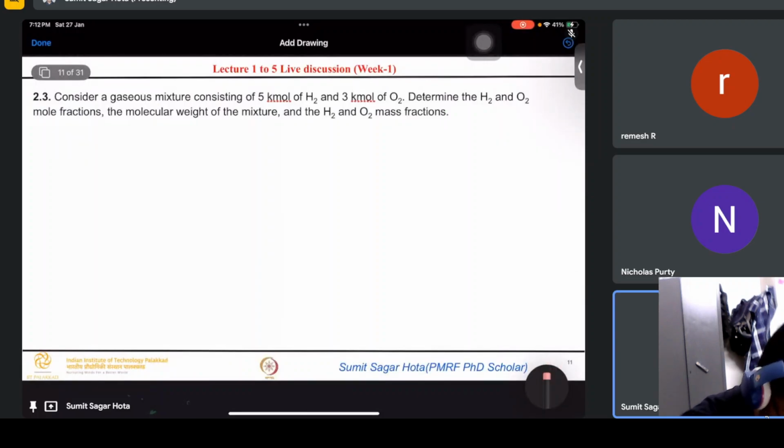Now this is the case. Consider the gaseous mixture consisting of 5 kilomole of hydrogen and 3 kilomole of oxygen. Determine the hydrogen and oxygen mole fraction, the molecular weight of the mixture, and the hydrogen and oxygen mass fraction. This kind of question, directly, obviously, will not come, but some of the parts may come in it.